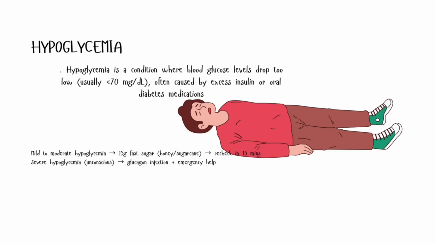Mild symptoms include sweating and confusion. These need quick treatment with 15 grams of simple sugar. Severe hypoglycemia can cause unconsciousness and requires an emergency glucagon injection.